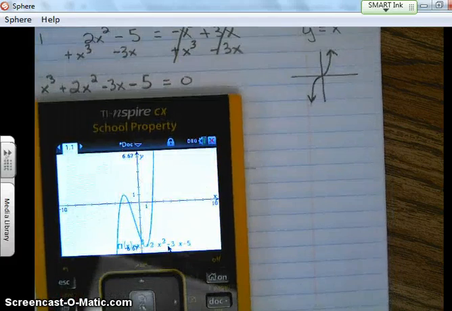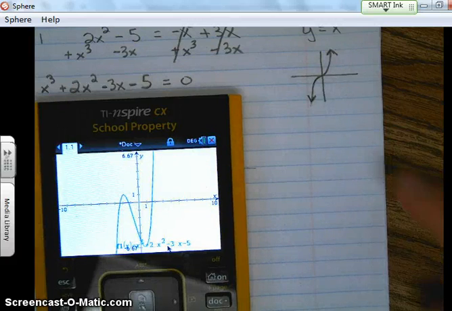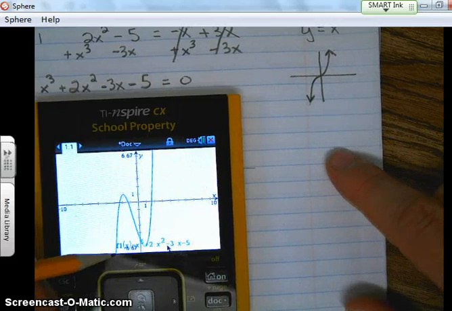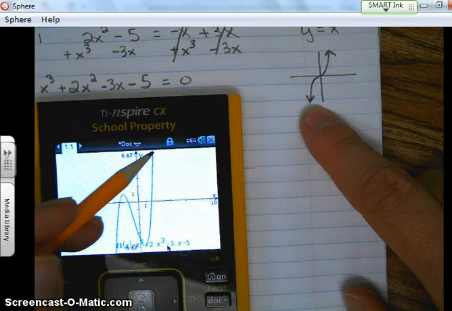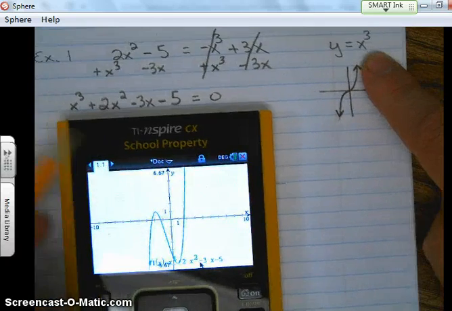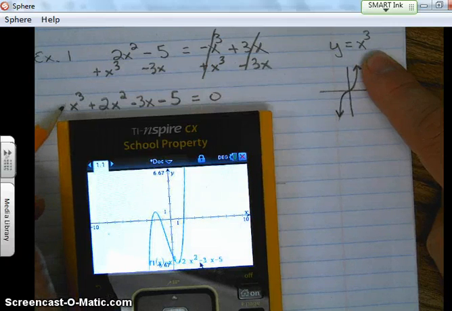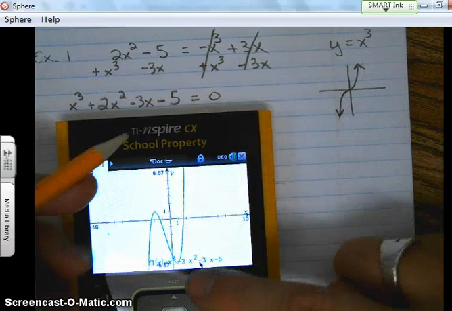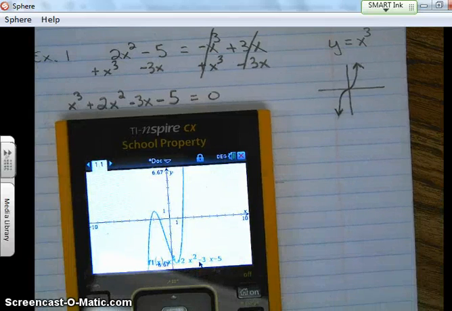Notice, just like the parent, the end behavior is the same. On the left, it's going down, and on the right, it's going up, just like the parent. And that happens when your leading coefficient is positive. If it was negative, it would reflect. Okay? So anyway, back to the problem.